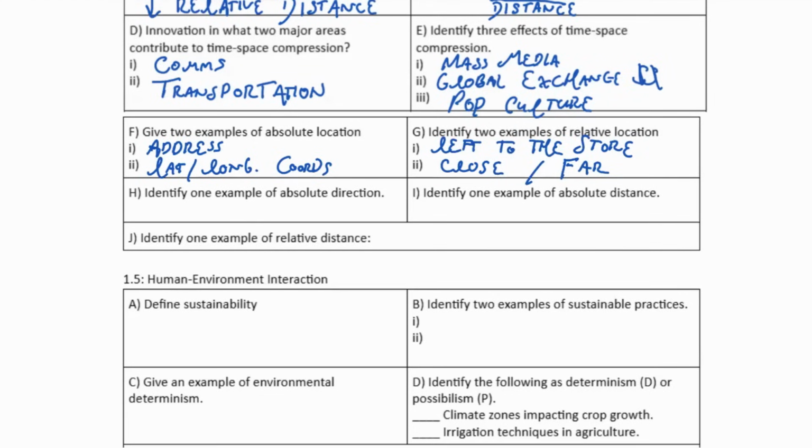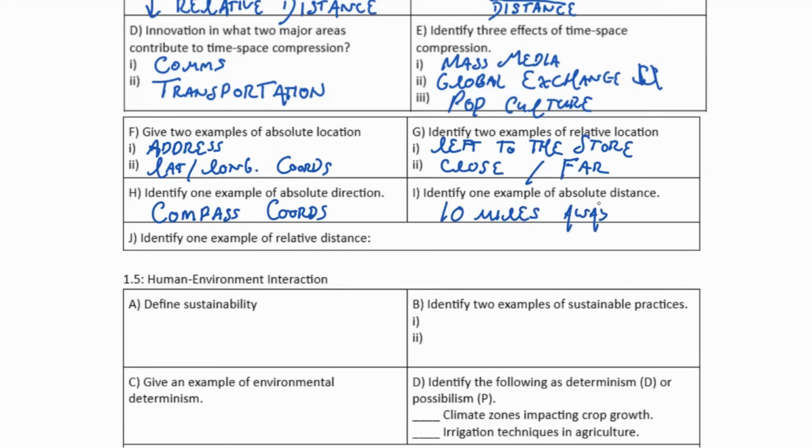Part H, identify one example of absolute direction. So really anything that's given through compass coordinates, compass bearings, as you may, these are all examples of absolute direction. And then one example of absolute distance, you can just use any unit. I'm gonna say 10 miles away. You can say 10 inches away, and that is also an absolute distance as well.